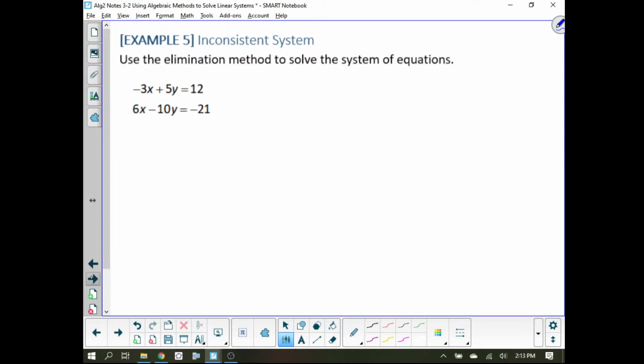Okay, let's try elimination on this one. So no coefficients match. But we can make some coefficients match by multiplying the top one by 2. So we don't need to multiply the bottom one in this case. We'll just multiply the top by 2. So it will become negative 6x plus 10y equals 24. Bottom one, we'll leave as it is. So 6x minus 10y equals negative 21.